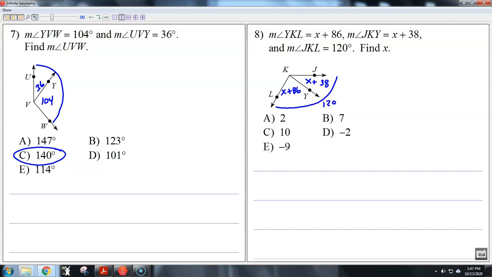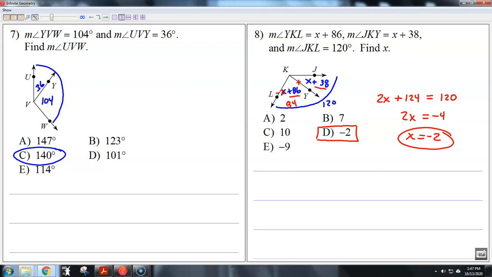So we set up our algebra. I'm going to add these two expressions together. I'm going to do this in one step. X plus x is 2x. The 86 plus the 38 is 124. And the whole thing needs to be 120. So I subtract 124 from both sides. I get 2x equals negative 4. Divide by 2, and I get x equals negative 2. Now, that's not the angle. If I put negative 2 in, that's going to give me actually 84 degrees. If I put negative 2 in here, I'll get 36 degrees, and together it works out.